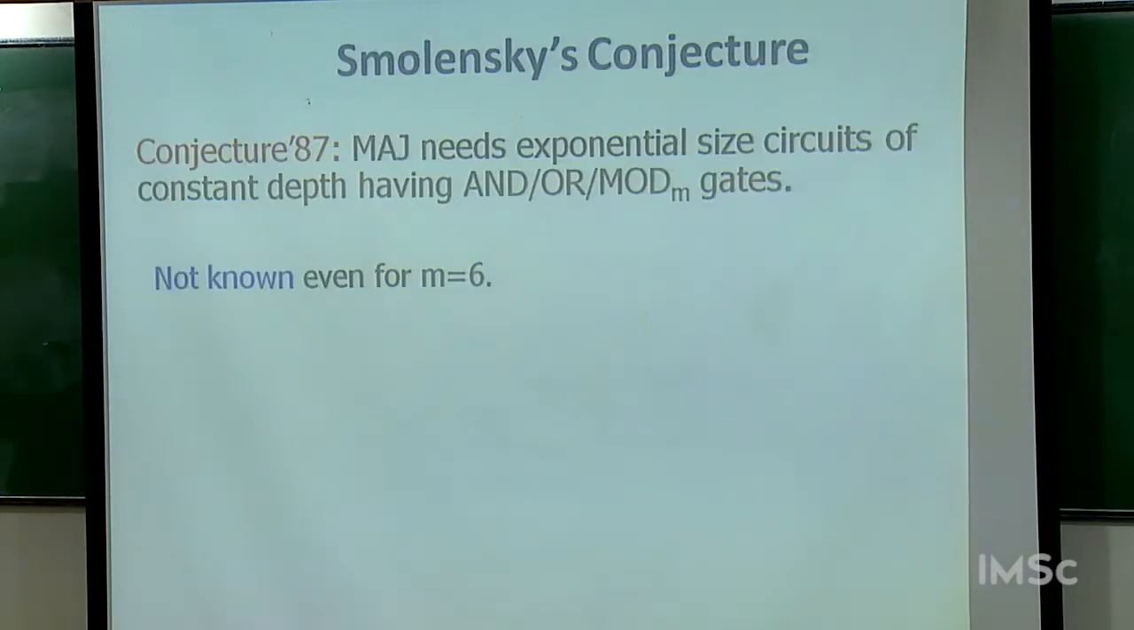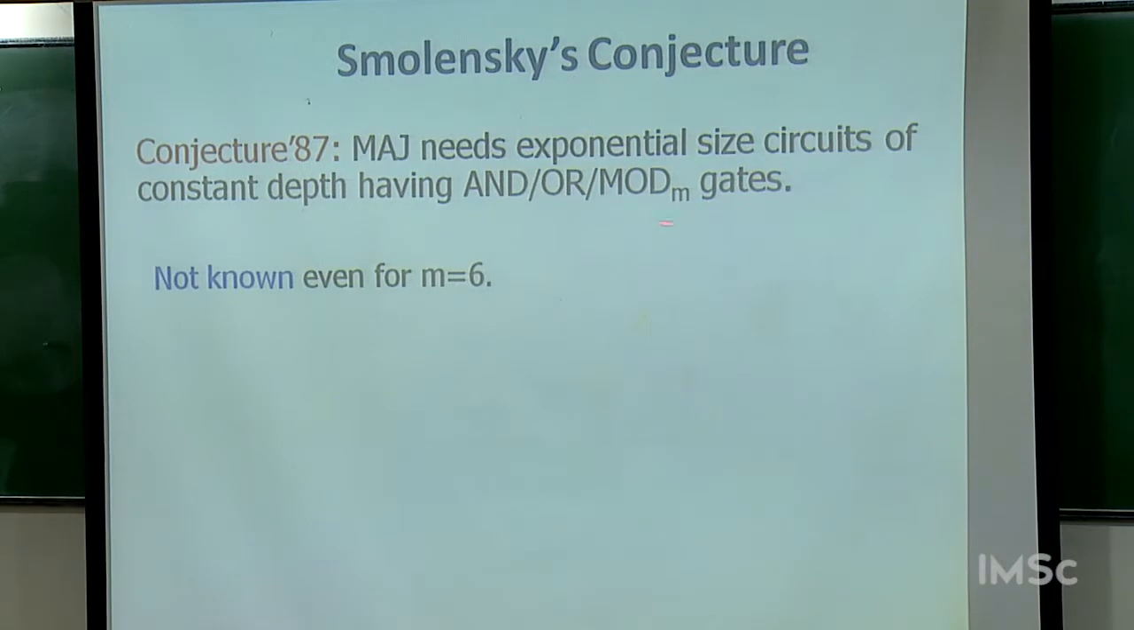Okay, so let me now go back a little bit to remind you about constant depth circuits, because we are studying the NOF model especially for its connection to constant depth circuits. This is an outstanding conjecture of Smolensky from '87, which says that majority needs exponential size to be computed by constant depth circuits comprising only AND, OR, and MOD m gates. NOT gates are always there in circuits, so I'm not explicitly saying that.